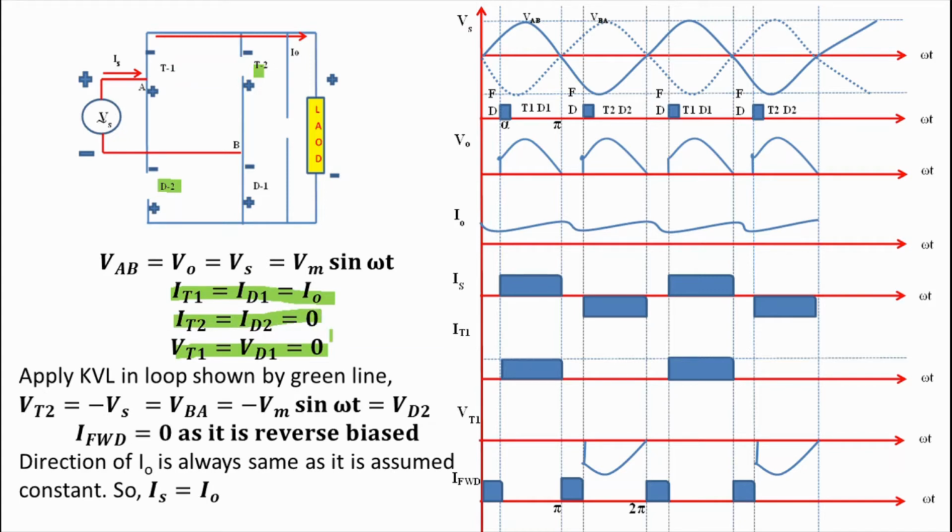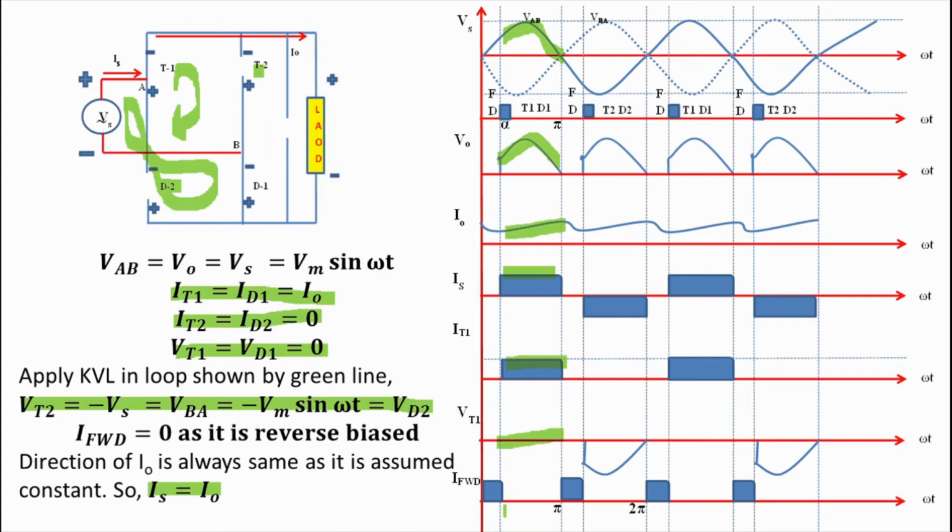So we can write IT2 equals ID2 and that is equal to 0. Now apply KVL in the loop containing Vs, T1 and T2. We get Vt2 equals minus Vs and that is equal to VBA. Similarly, apply KVL in the loop containing Vs, D1 and D2. We get Vd2 equals minus Vs. So source current Is equals I0 in this circuit. We can clearly see from this circuit. See the waveform. V0 equals VAB, I0 is constant, Is equals I0, IT1 equals I0 and Vt1 equals 0. And we know that the freewheeling diode is reverse biased during this time period alpha to pi. That's why the current through the freewheeling diode is equal to 0.